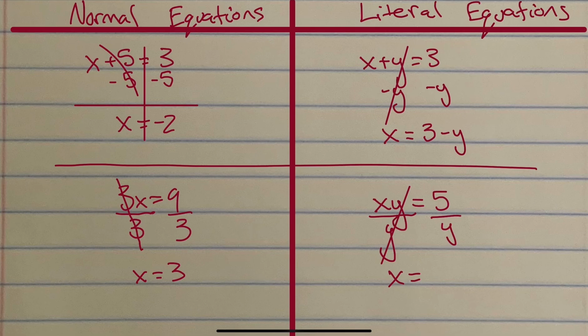Now, once again, this is the same problem that we had in the last one. 5 is a number. Y is a letter. We don't have a y next to our 5, so we cannot combine these. We have to leave it alone. We're going to leave it exactly the way it is. So we have 5 divided by y.